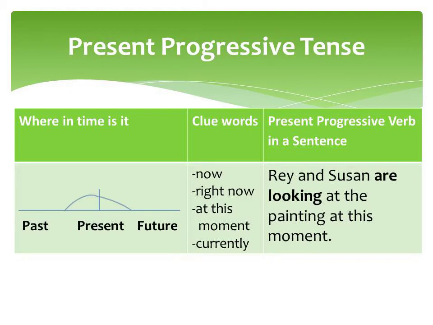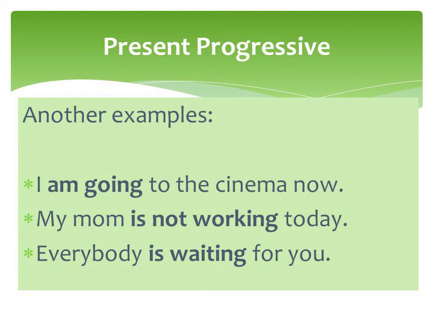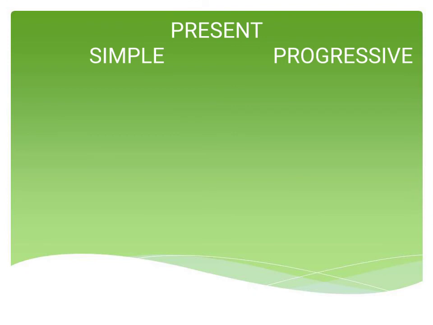And again, the form of the present progressive tense is with ing. Another example for the present progressive is I am going to the cinema. So you see, the verb go is in ing form. Going. So let me just show you one more time the table of present simple and present progressive, just so you will see the difference.